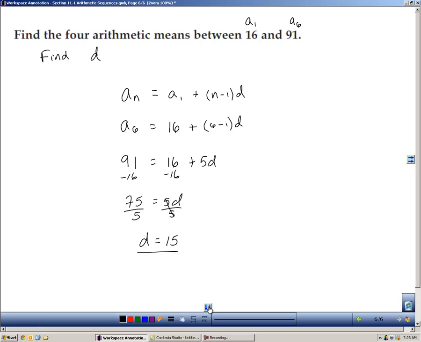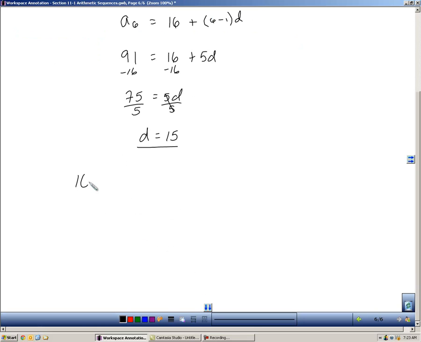So now if I know that d is 15, I know I'm going to start at 16 and I'm going to get to 91. If I add 15 to this number, I get 31. If I add 15 to that, I get 46. 15 to that is 61, and then 76. Here's the 91 that I knew from before. So my 4 arithmetic means between those two numbers are right there.